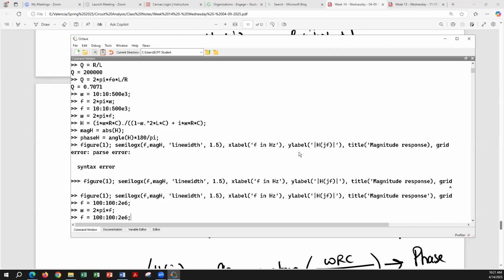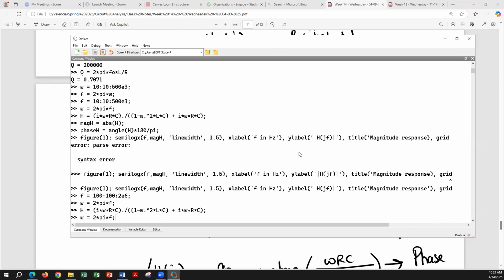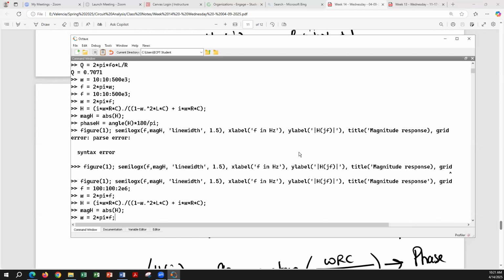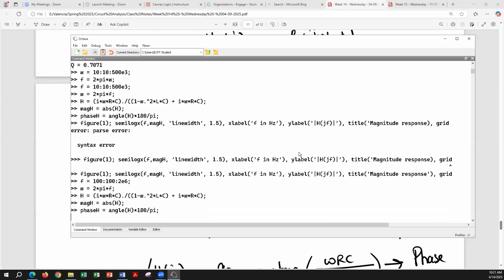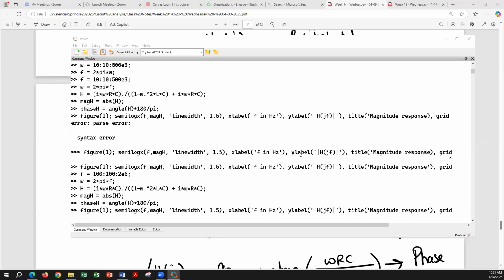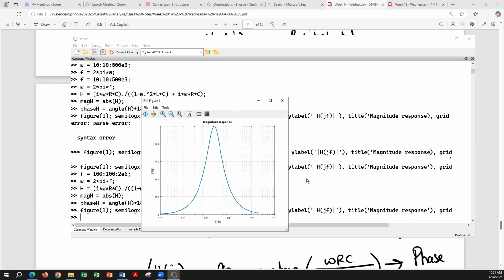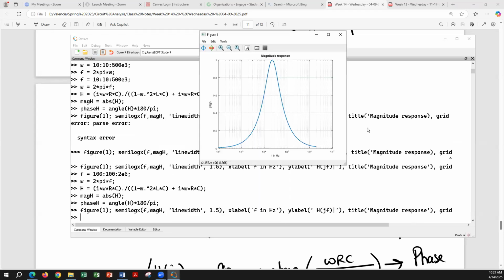Omega, h, magnitude of h, phase of h, figure 1. Okay, all right, maybe better. So the magnitude response, although I'm starting at 100, but again, you're going to start at 10 as well.